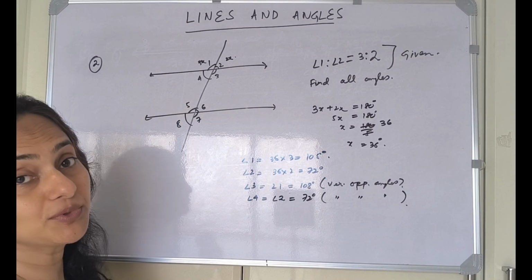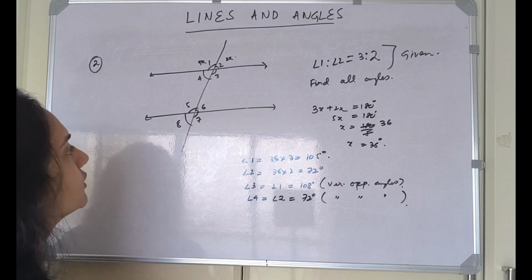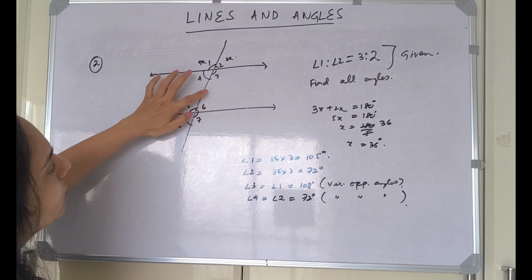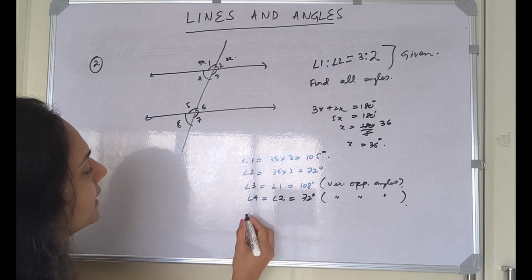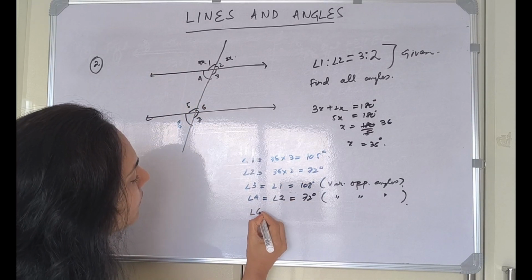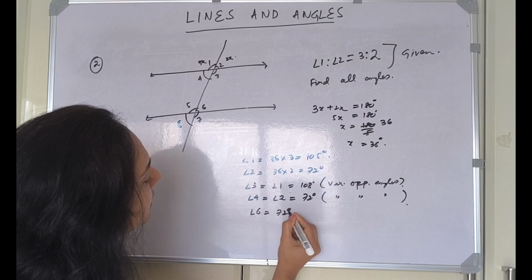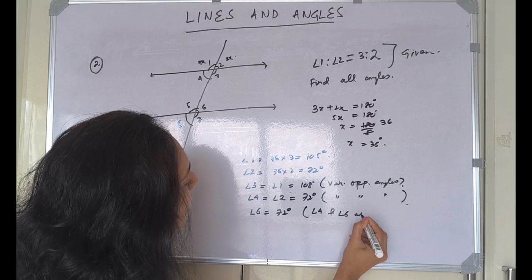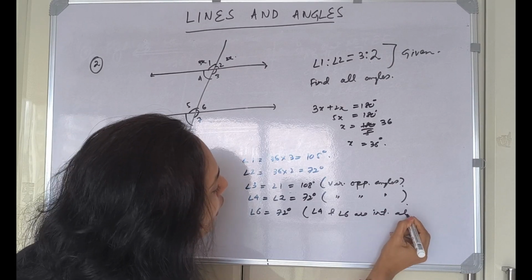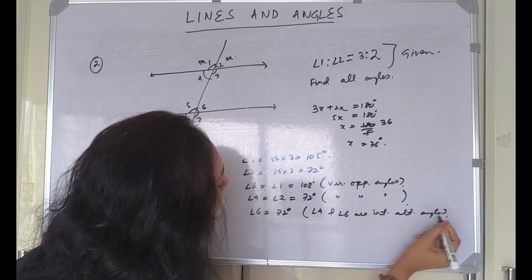Now let's use the concept of alternate angles and corresponding angles also. Look at 4 and 6. 4 and 6 are interior alternate angles. So 4 we got 72 degree, so angle 6 will also be 72 degree. And the reason we will give is that angle 4 and angle 6 are interior alternate angles, right?